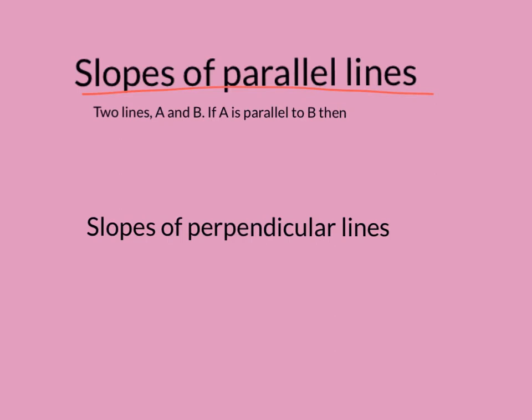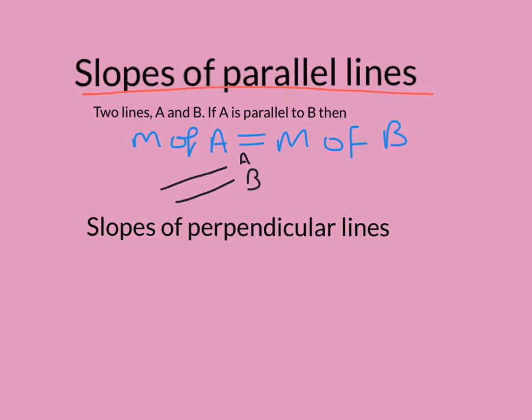Okay, so before we start the question, just quickly a little recap on slopes of parallel and perpendicular lines. So if we have two lines, A and B, and A is parallel to B, then the m of A, that's the slope of A, will be equal to the m of B. So remember, when they're parallel lines, they look like this, they never meet. So that's A, and this one here is B.